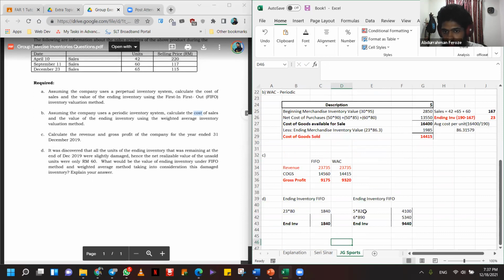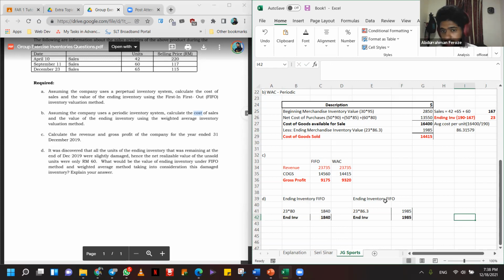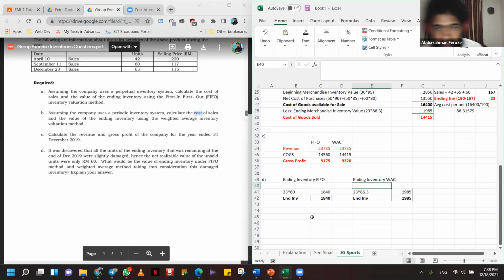23 into 86.3, which is 9,805. So this was the ending inventory for WAC, and that was the ending inventory. This is what we already have. Now over here, all 23, the cost of it is 80. Over here, all 23, the cost of it is 86.3.